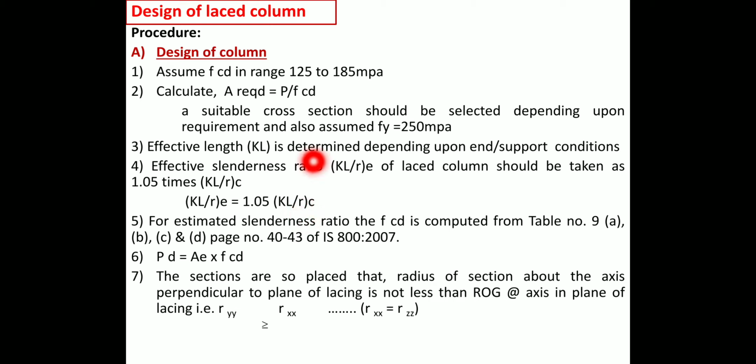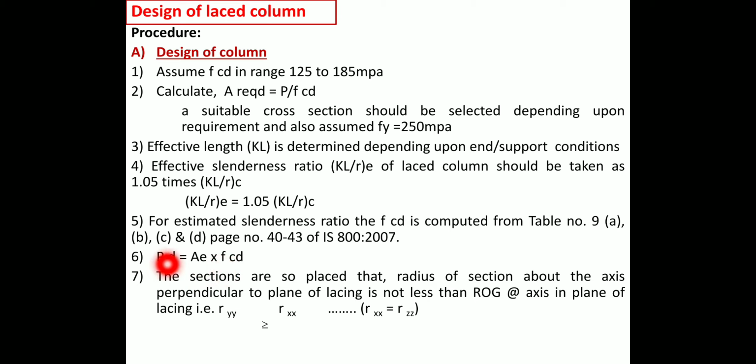Then the fifth step is, for the estimated slenderness ratio, the f_cd value is computed or found from Table 9A, 9B, 9C and 9D on pages 40 to 43 of IS 800:2007. You can refer to Tables 9A, B, C, D. Then the sixth step, to determine the design compressive strength, P_d is equal to effective cross-sectional area times design compressive stress, that is f_cd.